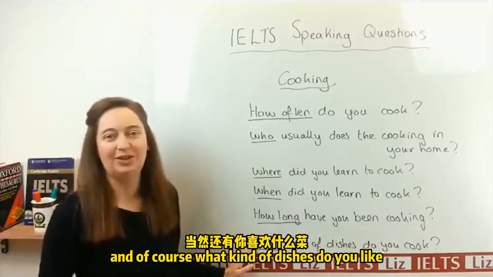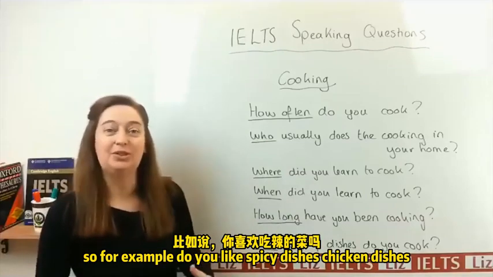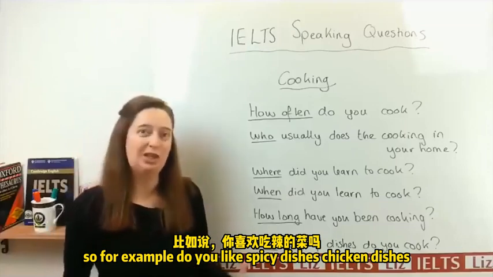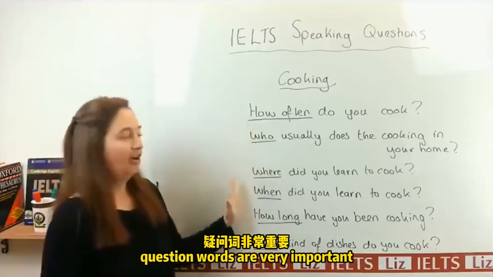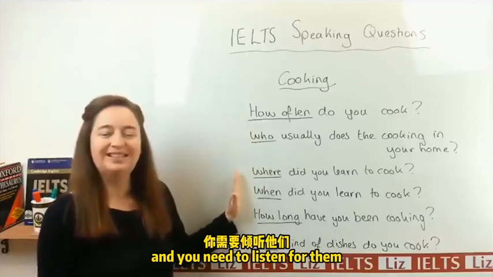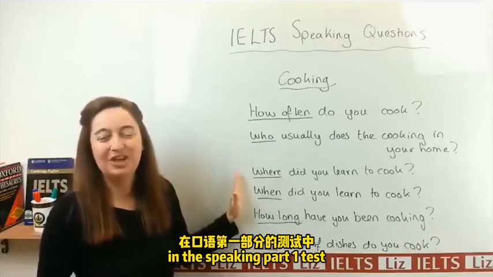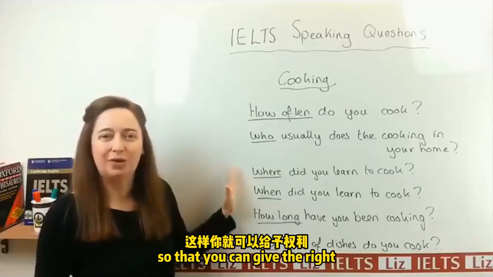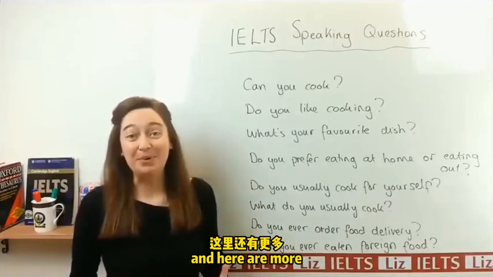And of course, what kind of dishes do you like? This is also a common question. So for example, do you like spicy dishes, chicken dishes, what kind? So these question words are very important, and you need to listen for them in the Speaking Part 1 test so that you can give the right information in your answer.